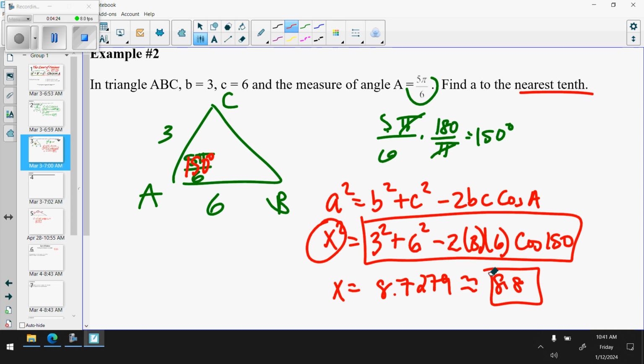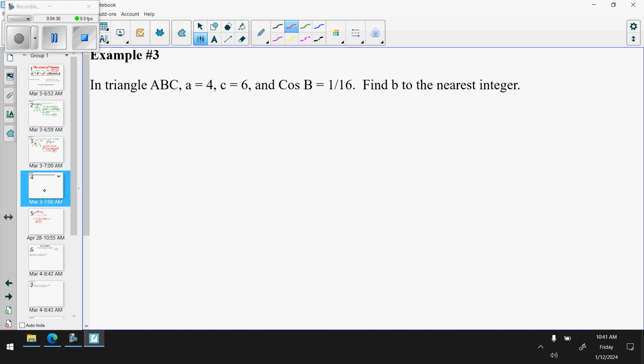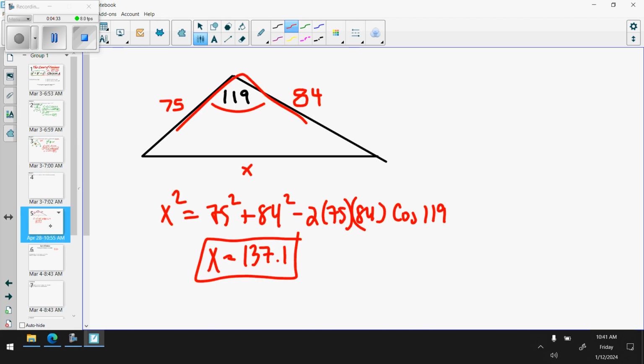Bang. Done. Side angle side. Automatic law of cosines. Go from there. All right, let's skip this one. Let's go to this one. I want you to try it. Try it on your own. See if you get 137.1. Let's do nearest 10. Again, side angle side. Have at it. All right, let's continue.